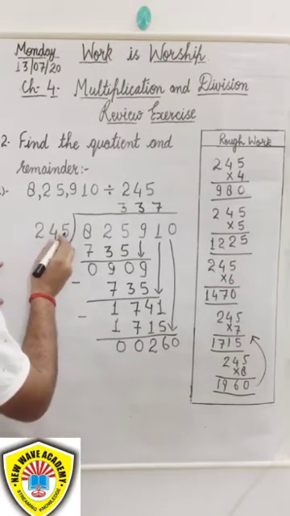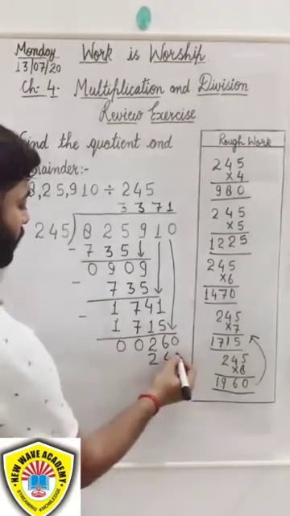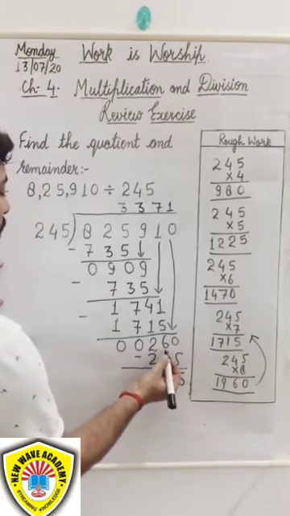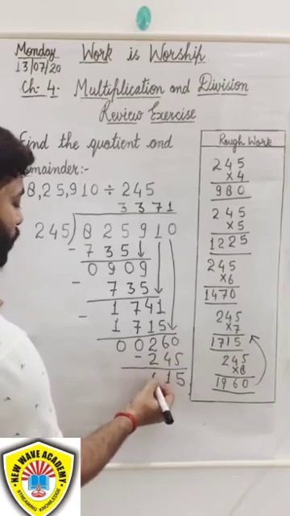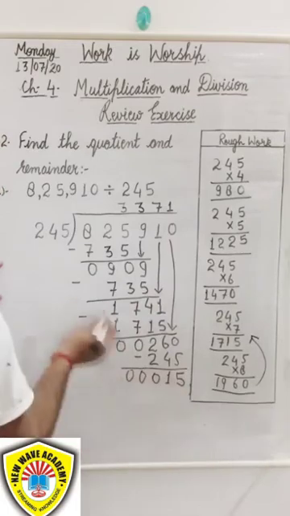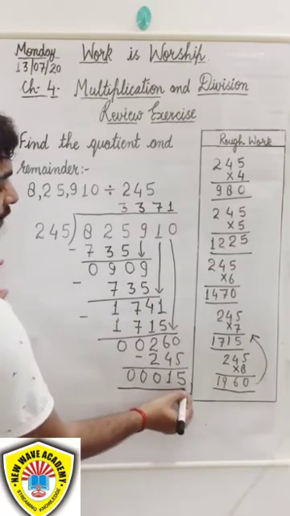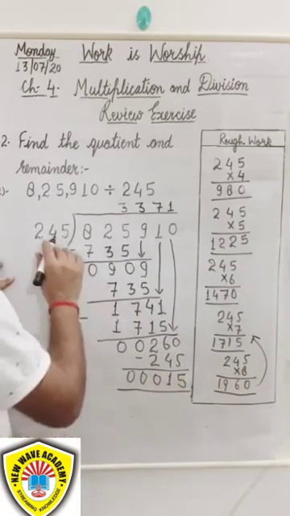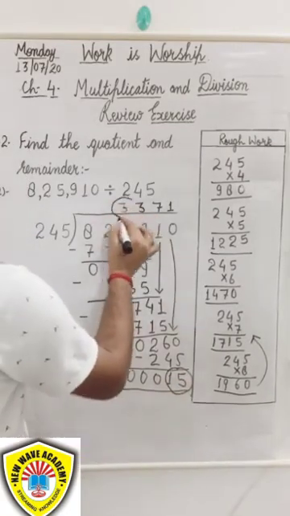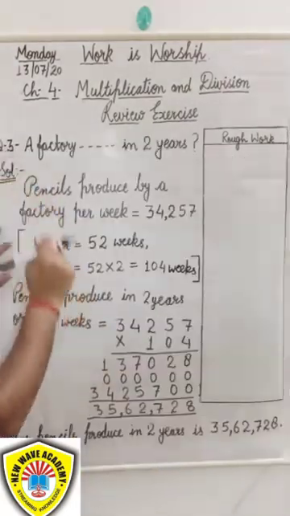Now we will count 245 by 1. So 245 from 260. Okay. 10 minus 5 is 5. 5 minus 4 is 1. 2 minus 2 is 0. Now here 15 is smaller than 245, and no number is left here. So we will stop our division right here. Okay, and after the division, the number left below is called the remainder, and the number we obtained above is called the quotient.